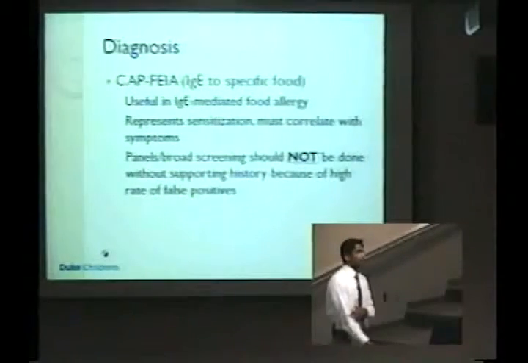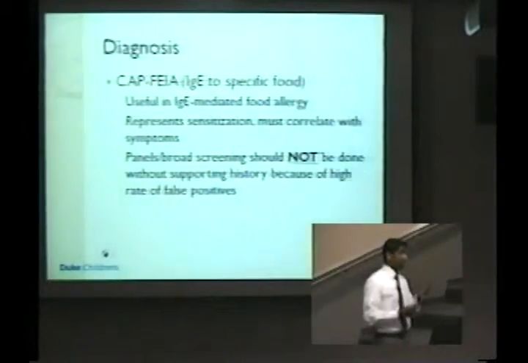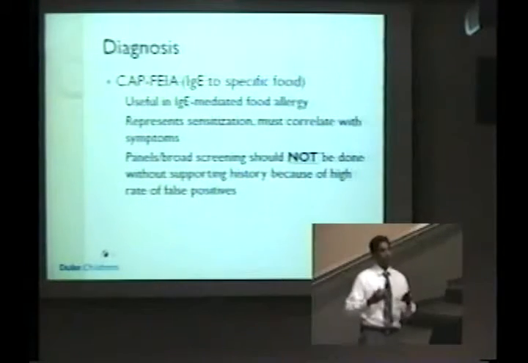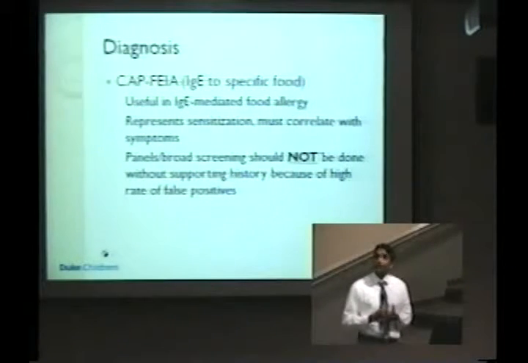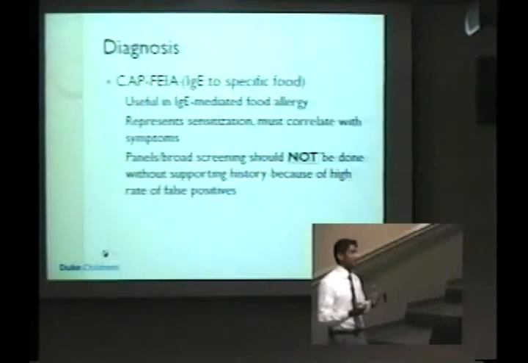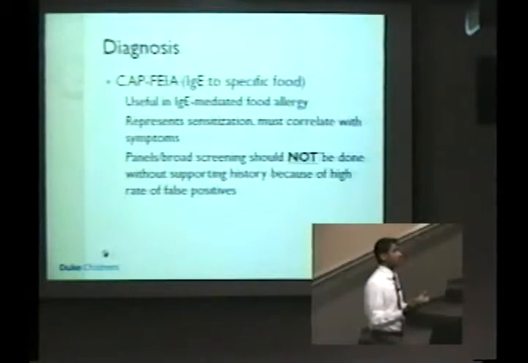The other things that we do are blood tests for the IgE molecule that I'm talking about. We want to see how much IgE you have to that particular food, peanut, milk, egg, whatever. Again, it's useful in IgE-mediated food allergy. This represents sensitization. It just means you have it, but it has no correlation with symptoms. It may mean that that leads to symptoms. It may not.